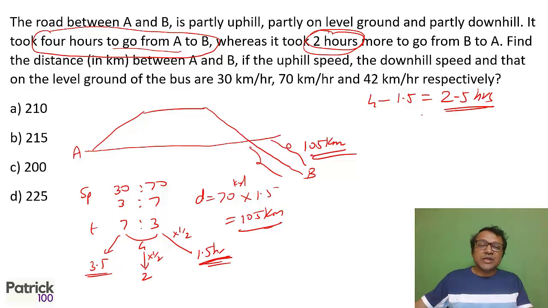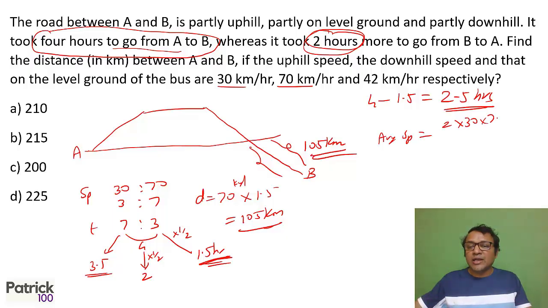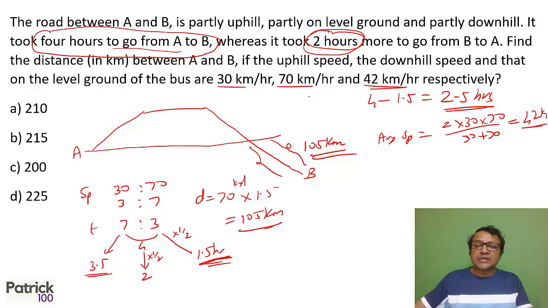Now what is the average speed? If you look at the average of 30 and 70, because of equal distance uphill and equal distance downhill, the average speed becomes 2ab upon a plus b, or 2 into 30 into 70 upon 30 plus 70, which if you calculate becomes 42 kilometers per hour. So if you remove this extra distance, the overall speed is 42 kilometers per hour.